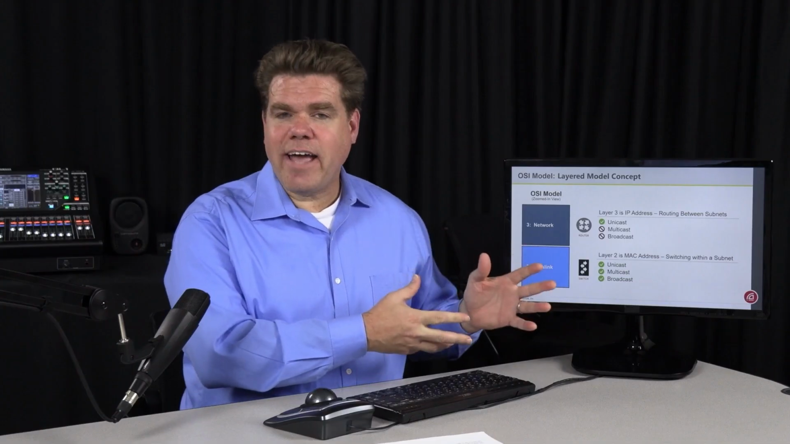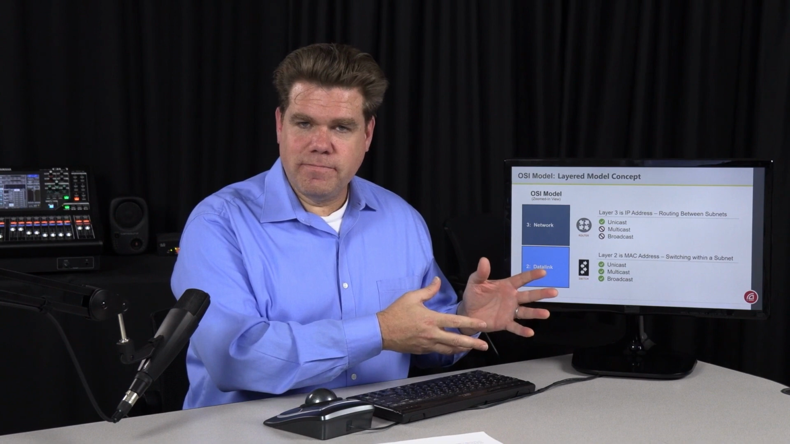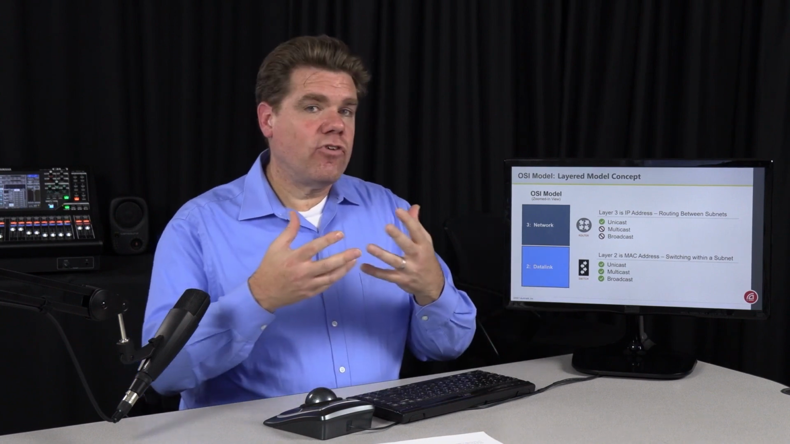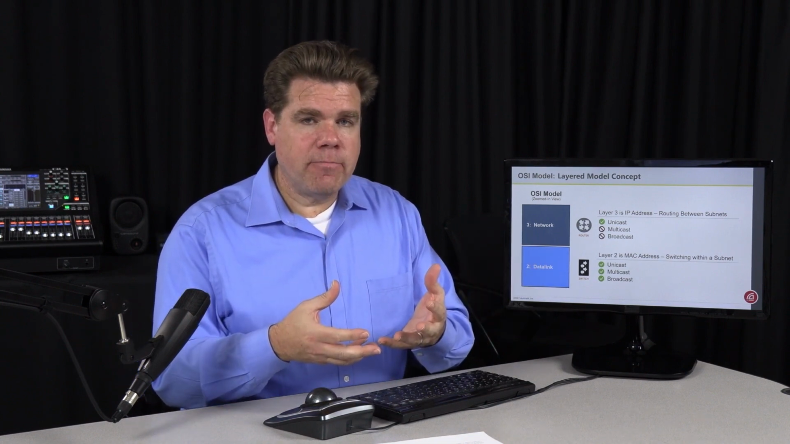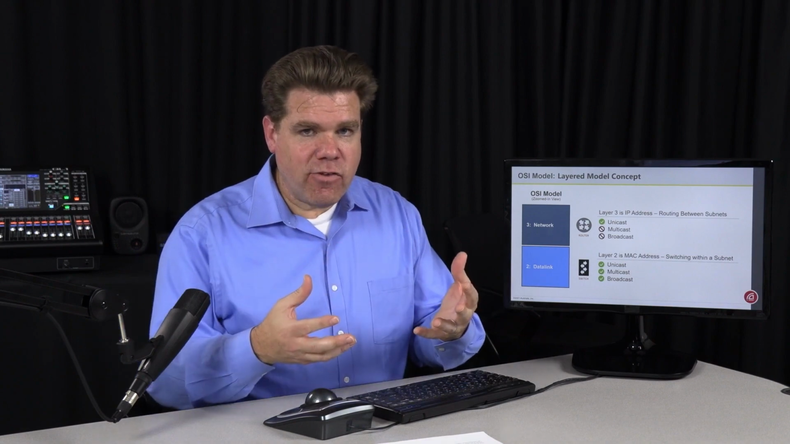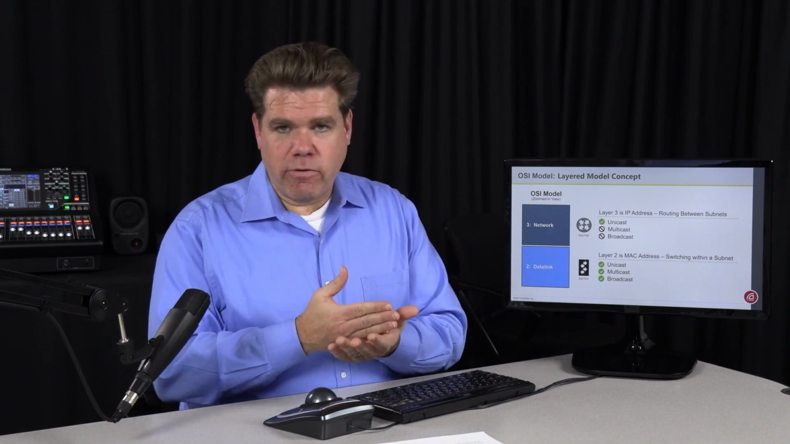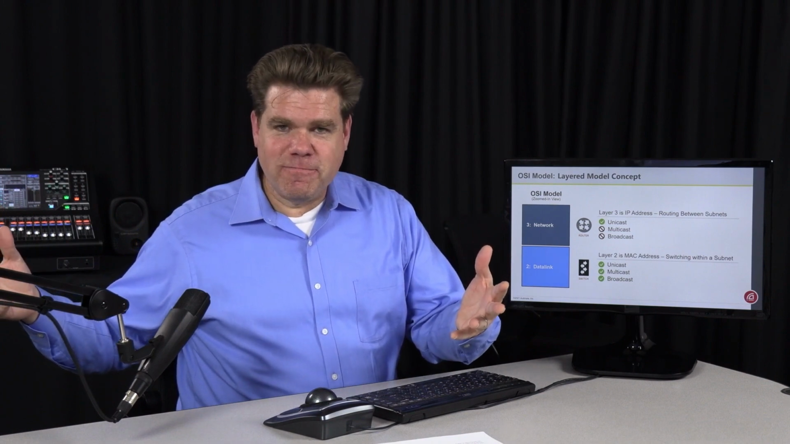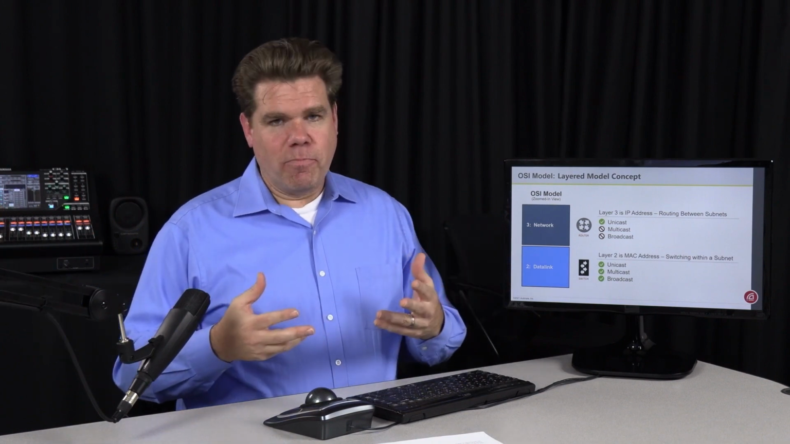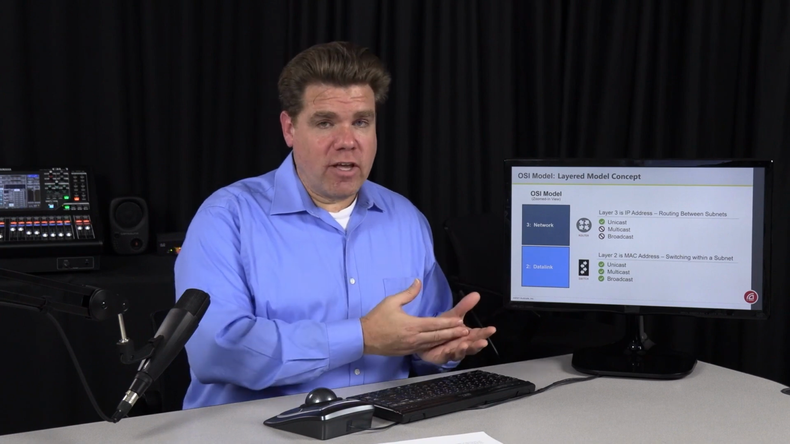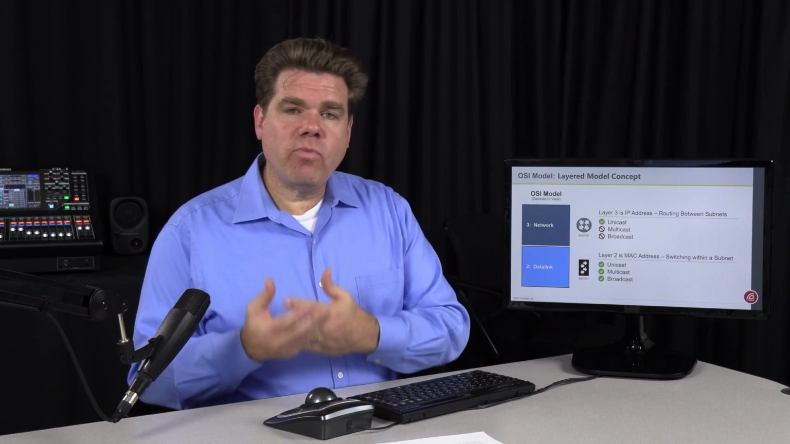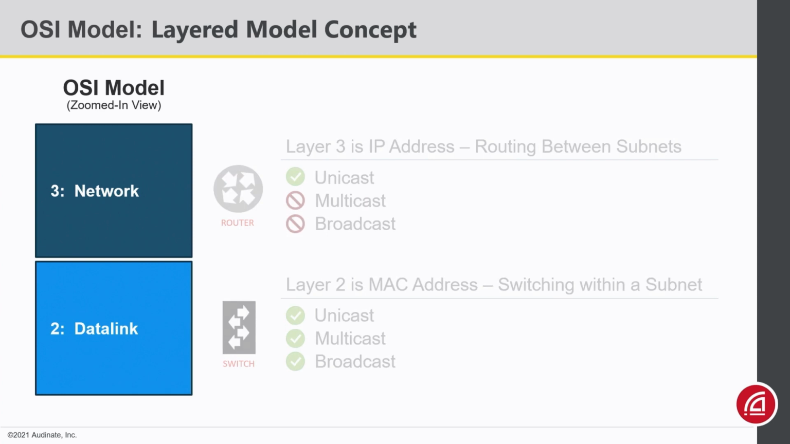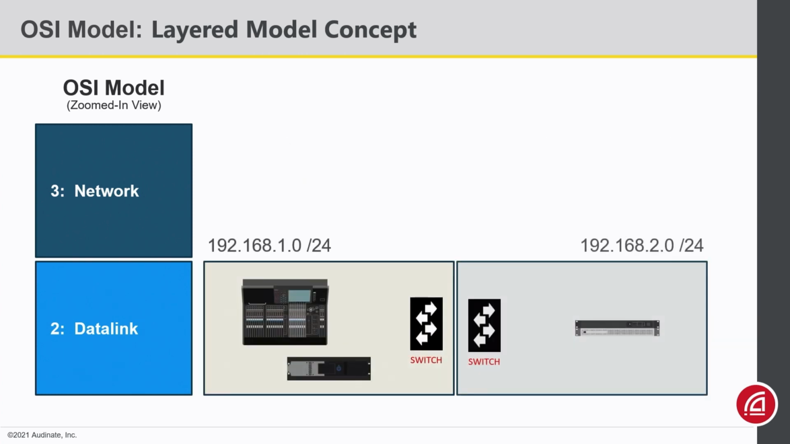Now, this isn't an accident. This is intentional. This way, when your device joins a network by DHCP, and that sends out a broadcast message, that will stop at the router. It won't continue on to every other internet-connected device in the world, right? So, layer 2 is switching. Layer 3 is routing.